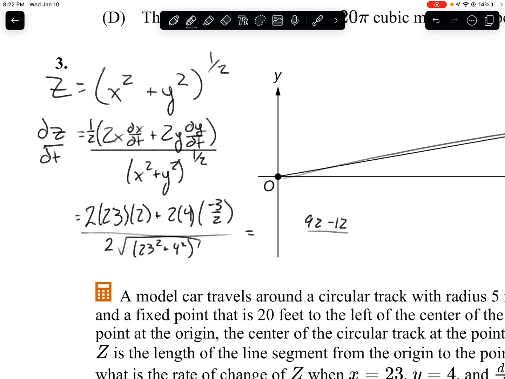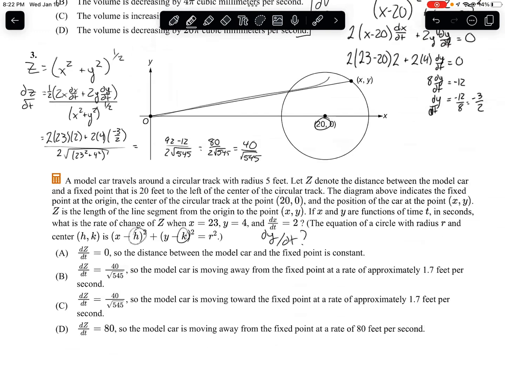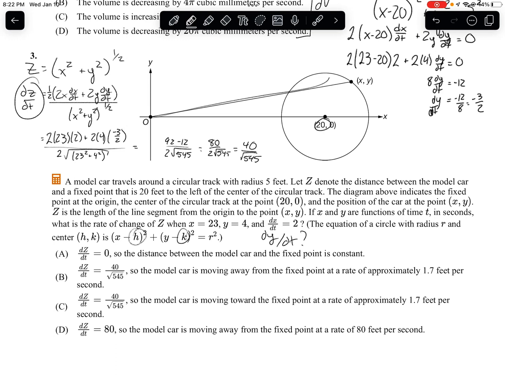So what I can do is I can write a 2 on the bottom. 2 times the square root of 5. What's the number? 545. So I'm going to get 80 over 2, and then the square root of 545. So I'm going to get 40 over square root of 545 as my dz dt.